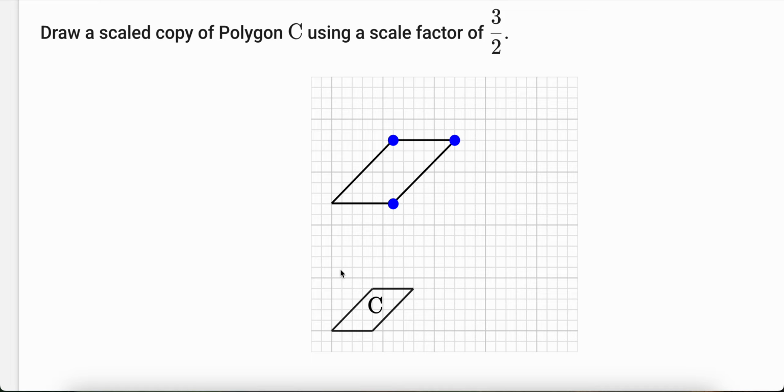And again, I think about the features of scaled copies. Are these shapes similar? Do they appear to be the same shape? This one is just enlarged. And I would say yes, but I'm going to double check this distance because it looks a little funny. 1, 2, 3, 4, 5, 6. Okay. Everything looks good there.